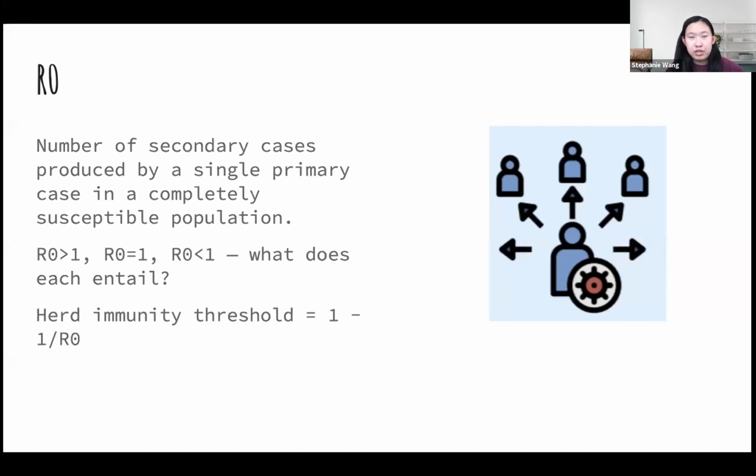So like in the case of, let's do measles. Measles, the R naught is around 15. So let me know in the chat, what is the herd immunity threshold given this formula? It's 1 minus 1 over R naught. What did you guys get for the herd immunity threshold for measles?